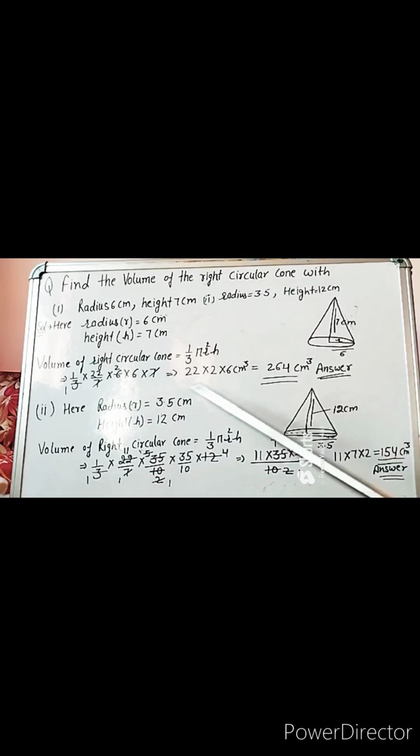is the answer. Now let us take another example. Radius is 3.5 centimeter and height is 12. Apply the same formula of right circular cone, 1 by 3 pi r square h, putting the values of pi, r and h. After cutting this part we get 11 multiplied by 35 multiplied by 4 upon 10. Then we get 154 centimeter cube is the answer.